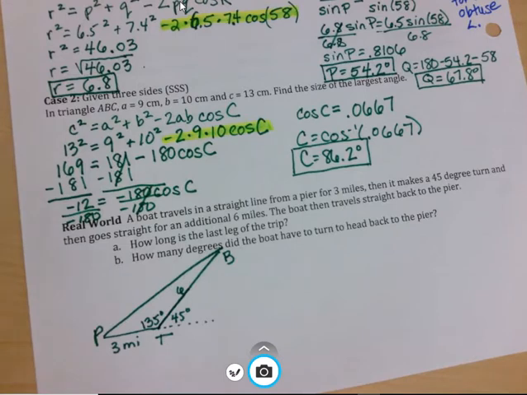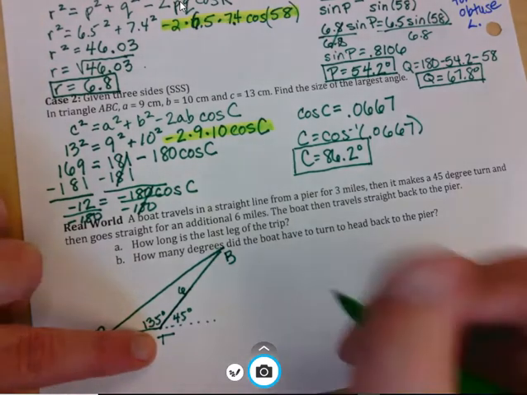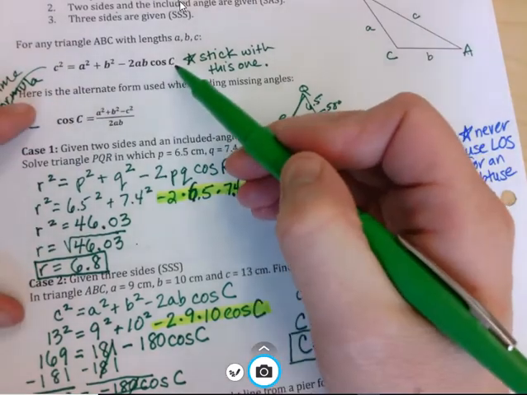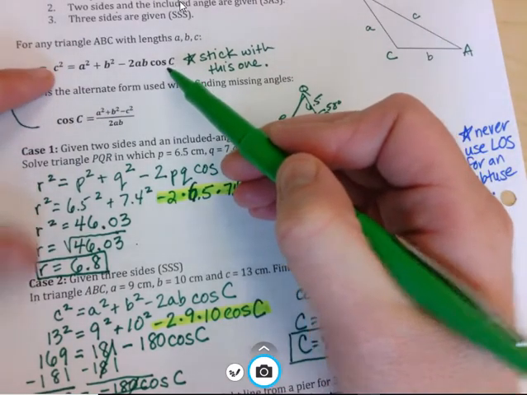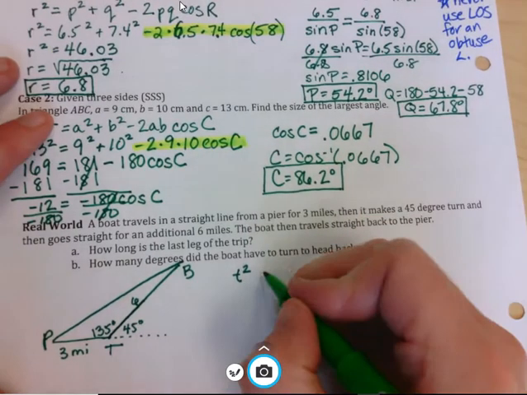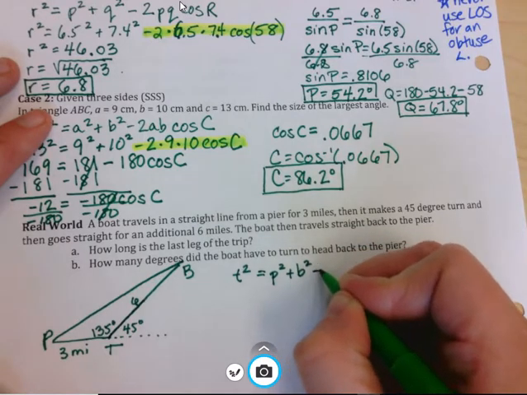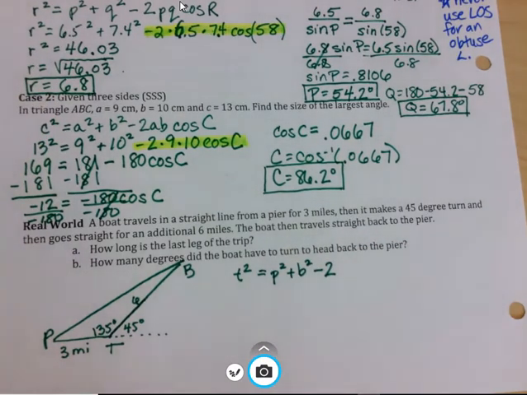So now what are we given? Is this side, side, side, side, angle, side, side? Side, angle, side. So this is a good one to do law of cosines on. And we're going to use these letters. So since I'm given angle T, I'm going to start with T squared. Remember that whatever angle you use, you start with the side opposite that one. So T squared equals P squared plus B squared minus 2. And then instead of AB, what letters should I use? PB, good.